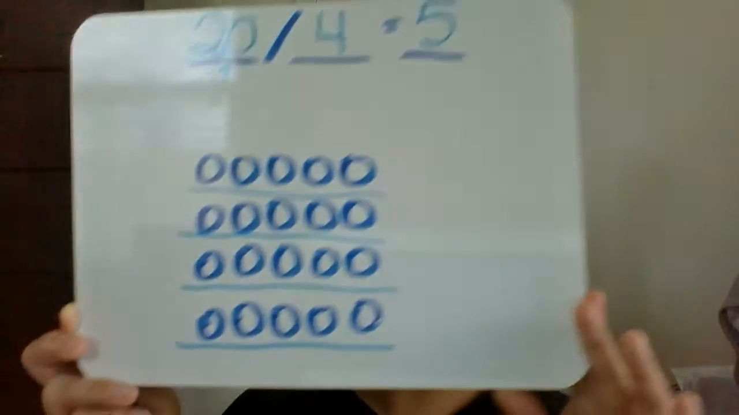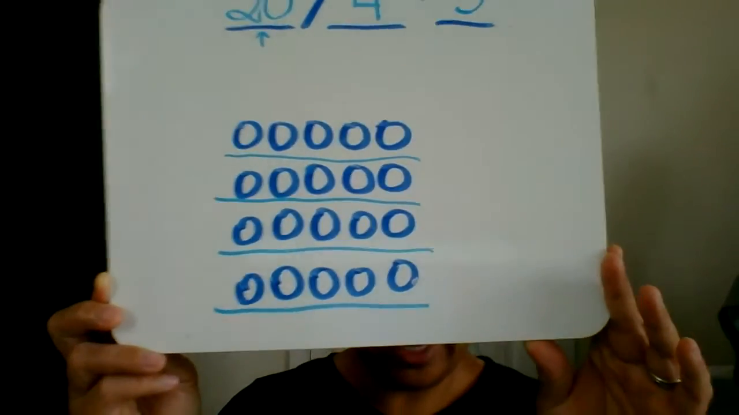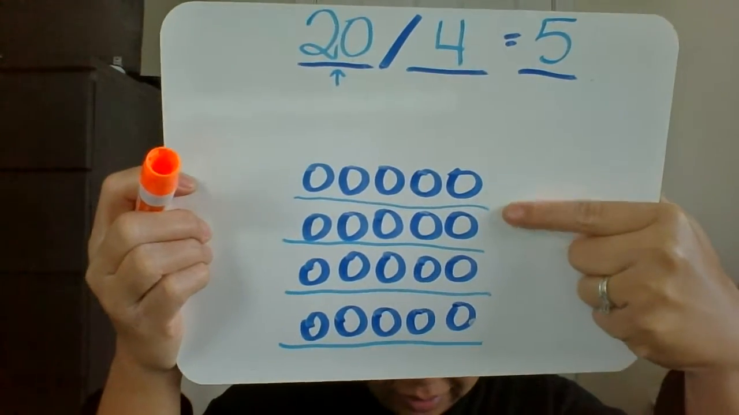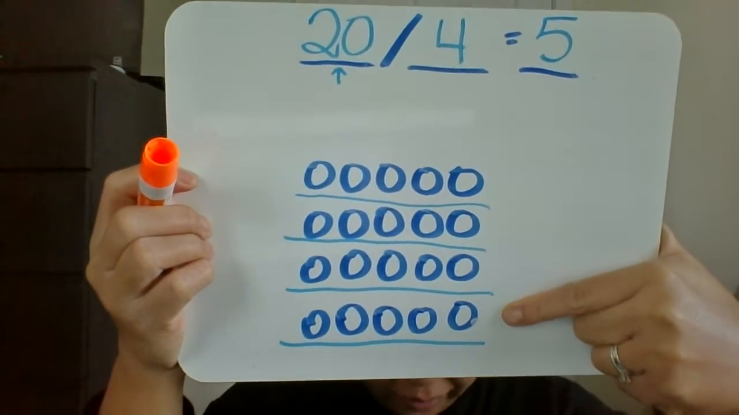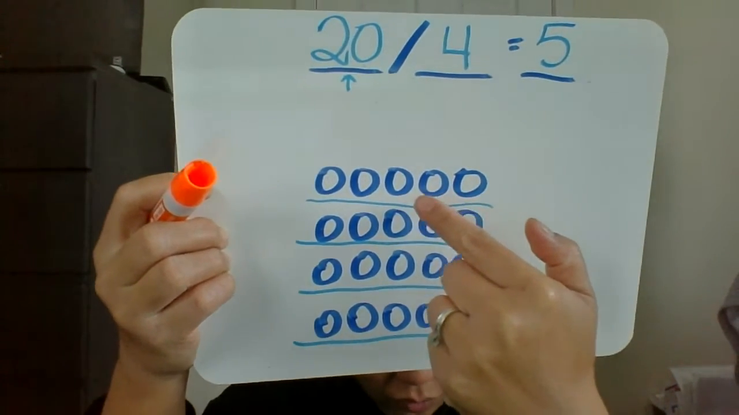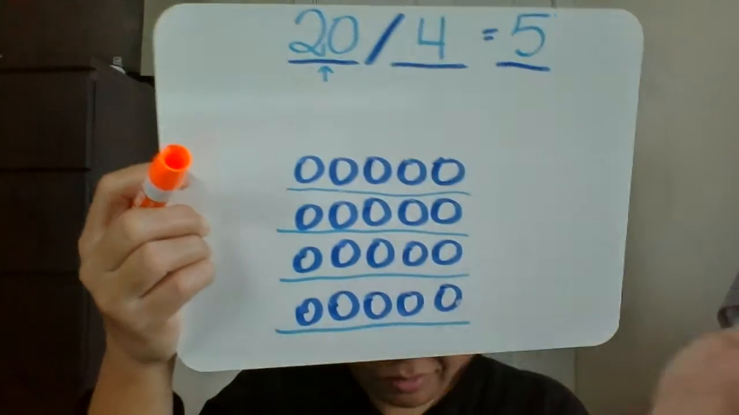I'm going to start off with yesterday's exit ticket, which was 20 divided by 4 equals 5. And here I have an array, right? So let's use my favorite color. Do you guys remember it? I hope you said orange. Let's use orange. In our array, we have 4 rows, 1, 2, 3, 4, of 5 circles, 1, 2, 3, 4, 5.